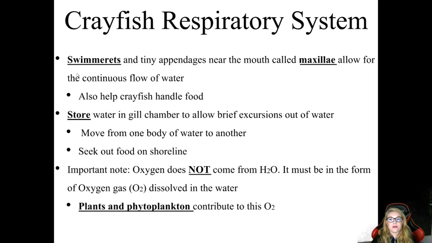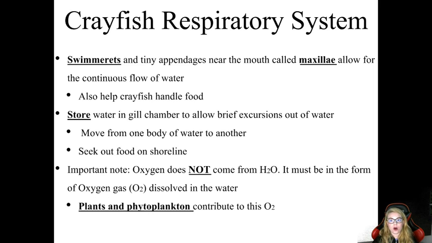Along the lines of the respiratory system, the swimmerets, as well as tiny appendages near the mouth called the maxillae, allow for the continuous flow of water that needs to get into the gills. So these swimmerets and tiny appendages are very, very important for that continuous flow of water. It also helps the crayfish handle its food. As you can imagine, there is food floating in the water that is being taken in. And we'll get to the digestive system in the next video.